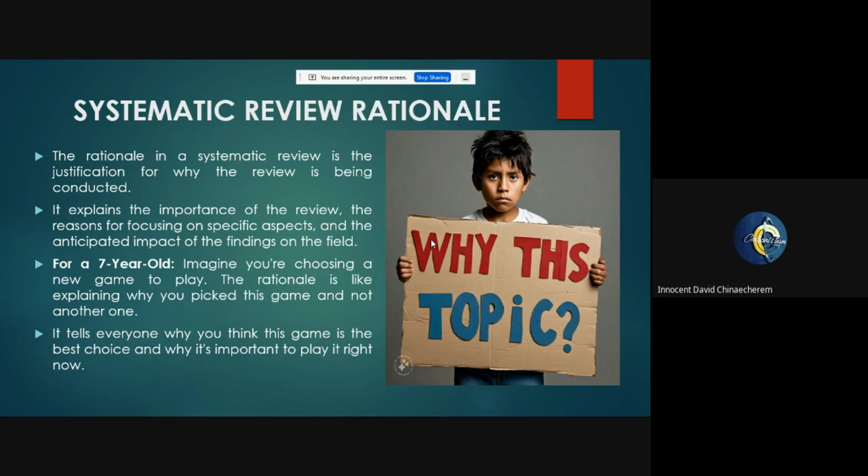For a child, it's just like choosing a new game to play. Why have you picked this particular game? So just tell everybody, why do you think this systematic review is the best choice, and why is it important for you to play right now? We're going to actually explain this because this is a fundamental part of your review. I believe that by the end of this session, we will have a working title to practice with, because for you to get acceptance in any journal, you really need to convince them that your review is relevant.